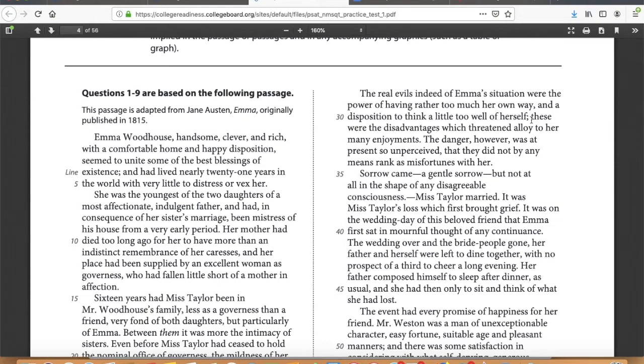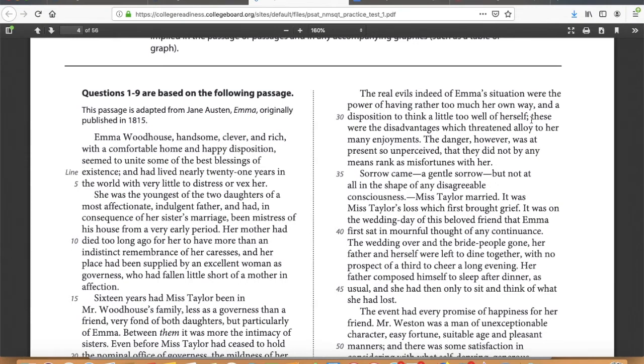Emma Woodhouse, handsome, clever, and rich, with a comfortable home and happy disposition, seemed to unite some of the best blessings of existence, and had lived nearly 21 years in the world with very little to distress or vex her. Okay, I'm going to stop you real quick.